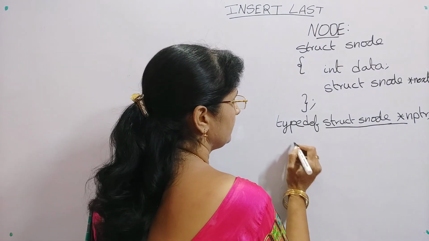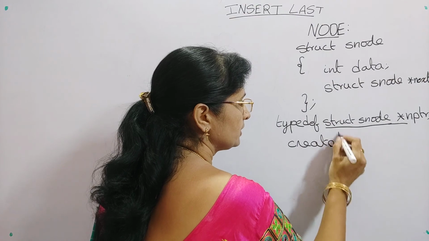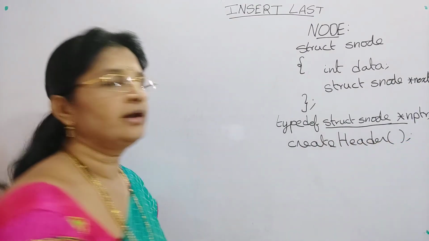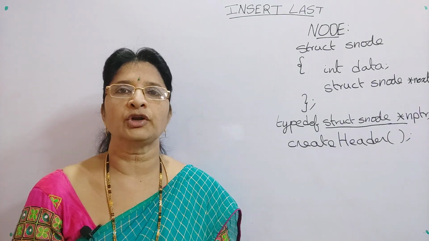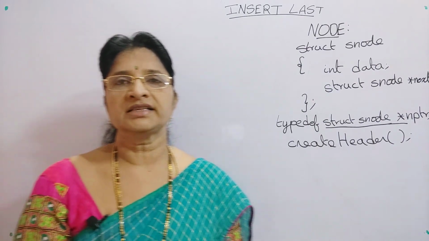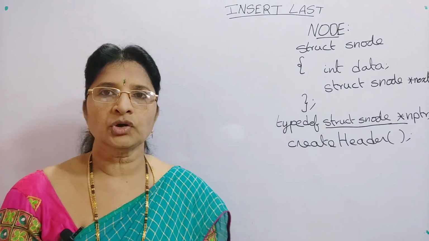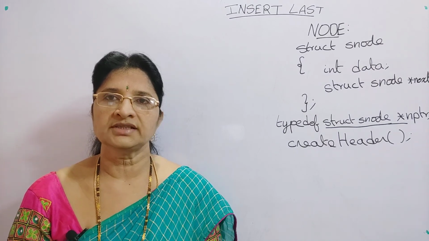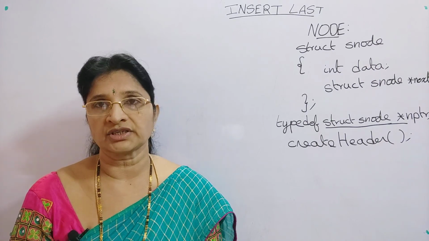Next, we will call the function create header. What will this function do? It will create a header for your linked list. Whenever we are using a linked list, the linked list will always be headed by a header. The header will contain the first node address. This is very important whenever you are working with linked lists. So the create header function is called.